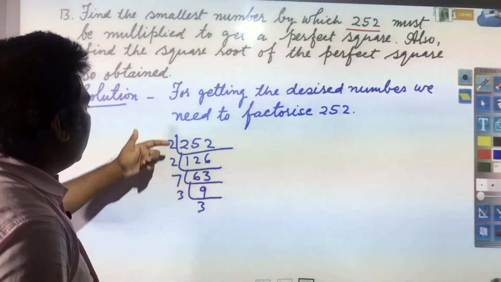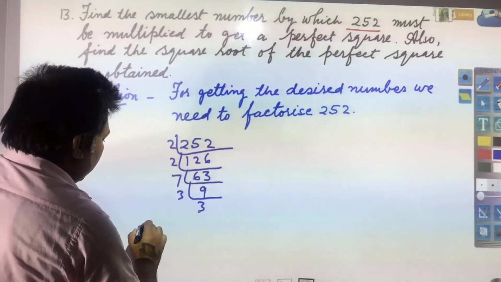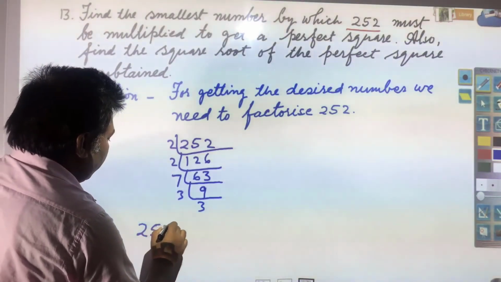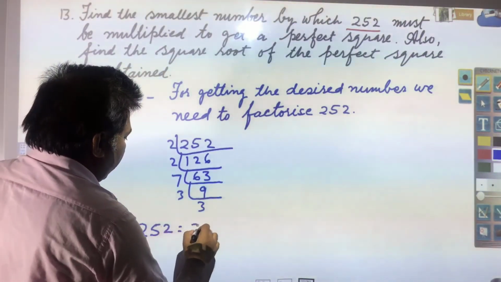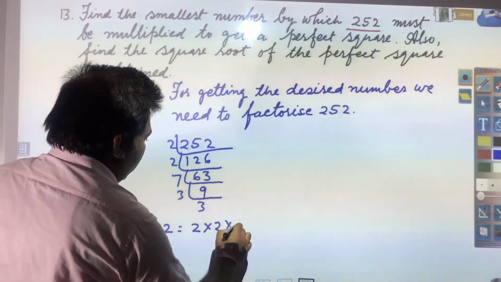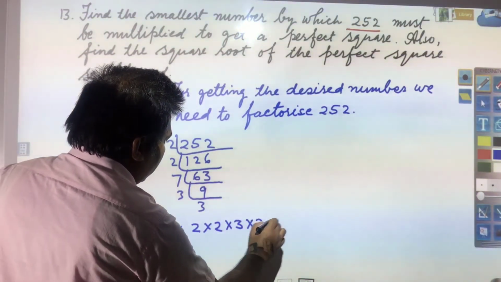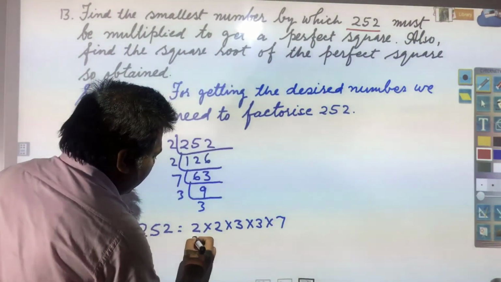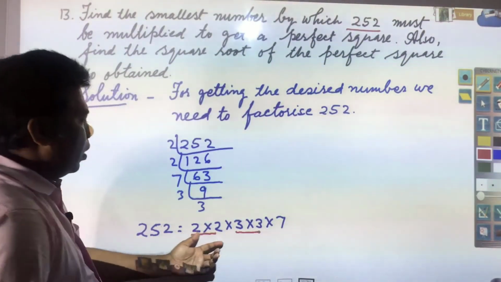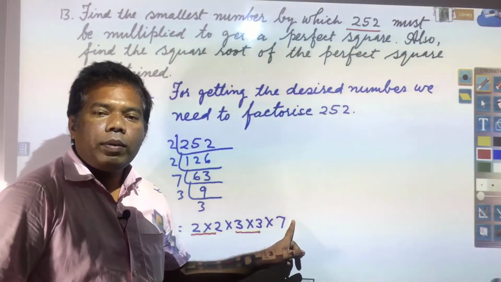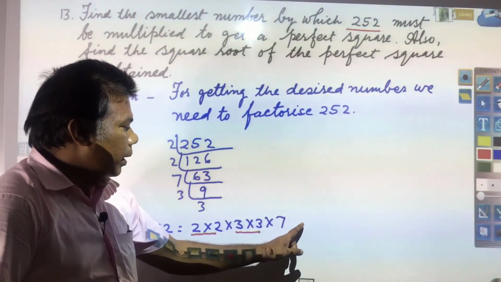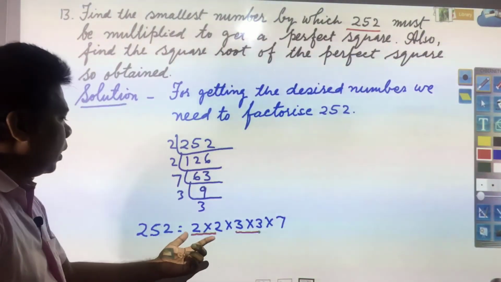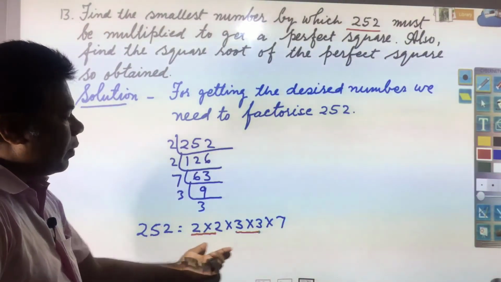Just you see, for making it perfect square, if 252 you are expressing, this will be 2 into 2 into 3 into 3 into 7. For making this perfect square, what you need to do? One more 7 will be required to be put, so that if you are multiplying by 7, what you will get? You will get the perfect square.